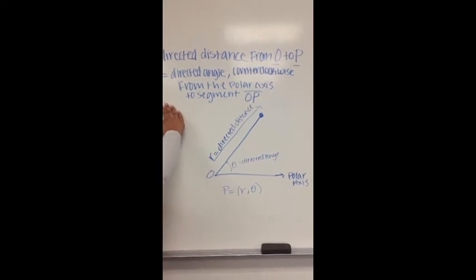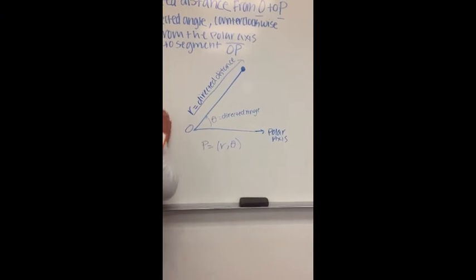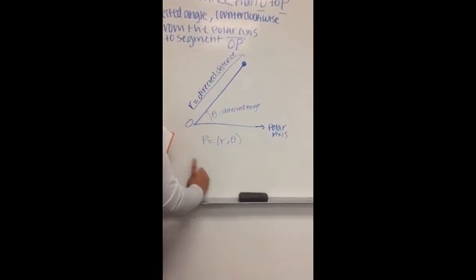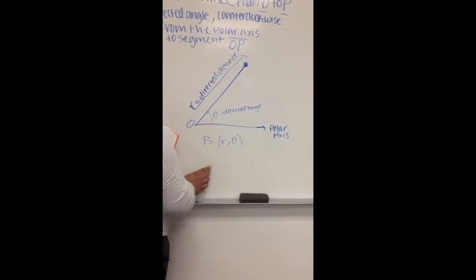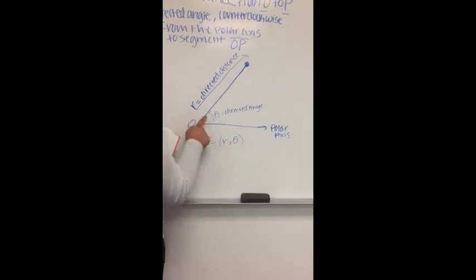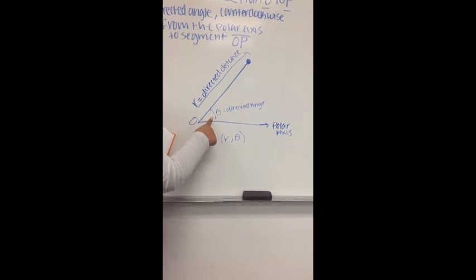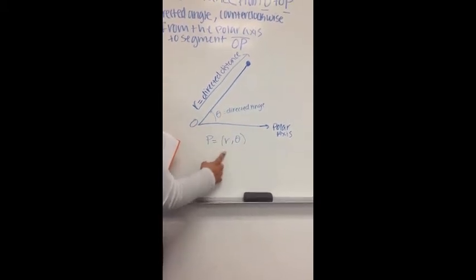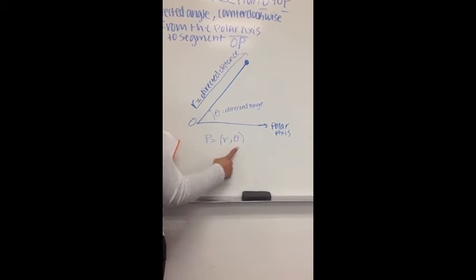axis to segment OP. If we were to draw this out, r, which equals the directed distance, would be going upward, and the polar axis would be going right. And in the middle of it, theta, which equals the directed angle there, and P would equal r and theta.